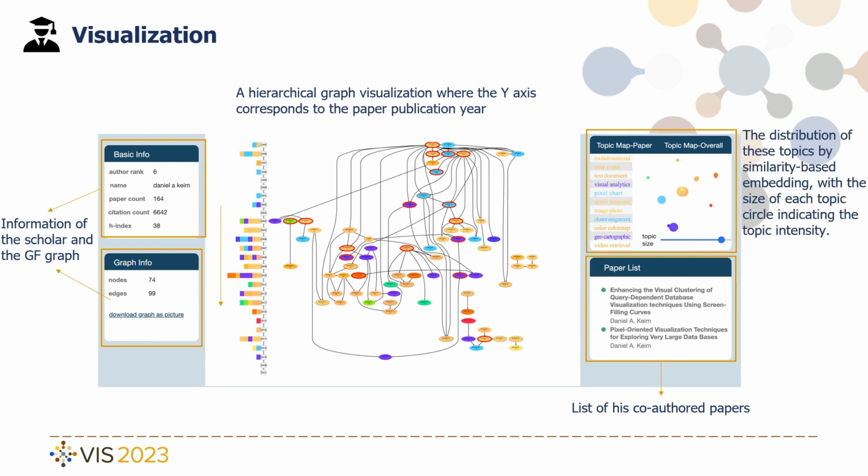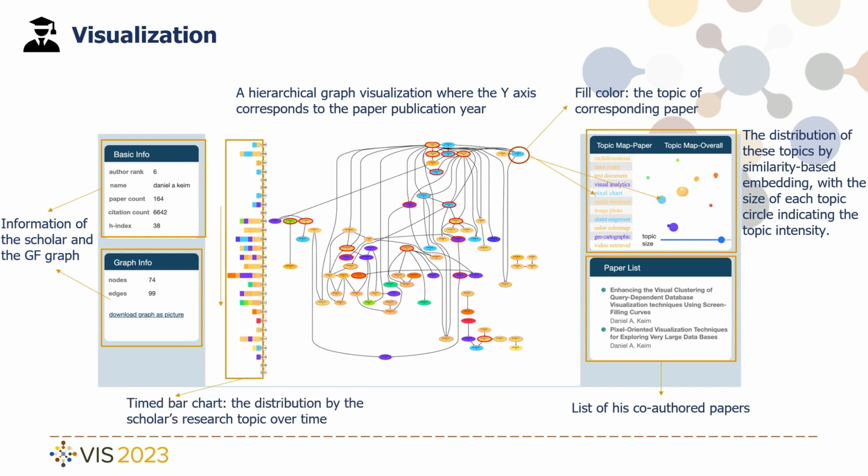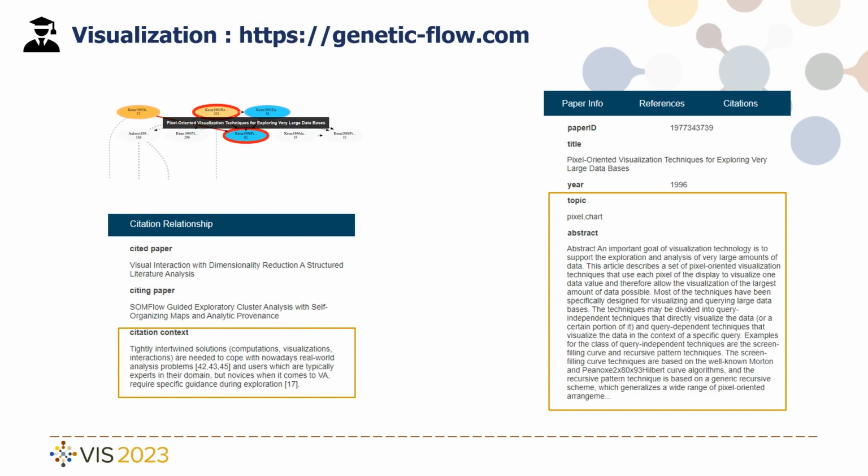The top right panel displays the distribution of these topics by similarity-based embedding, with the size of each topic circle indicating the topic intensity. The node fill color indicates the topic of the corresponding paper. And on the left side of the GF graph, we show a timed bar chart to display the distribution of the scholar's research topics over time. When a node is selected, more detailed information of the paper is shown in the rightmost panel, including the abstract and research topics. Users can also select an edge to study the citation context between two papers.